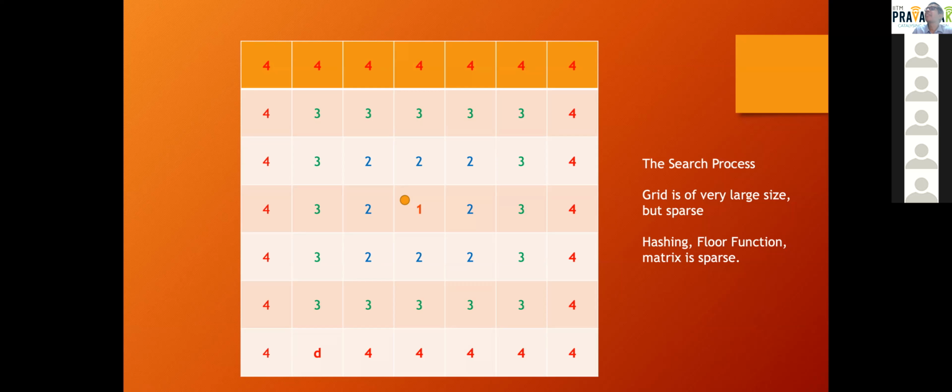Now, the whole of India is divided into grids of 100 meter cross 100 meter, which means the grid size will be very, very large. But in this very large grid, please note that the post offices are only 1,55,000. So I need to store only 1,55,000 boxes. The other boxes are empty. So this grid is very large, but it is very sparse. Sparse in the sense that not every box will have a post office. So now we handle such large sparse matrices, and we use techniques like hashing, the floor function, etc. to do this quickly.